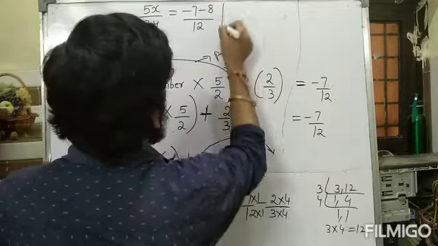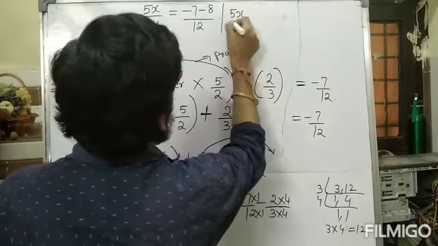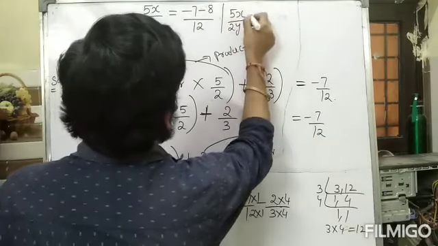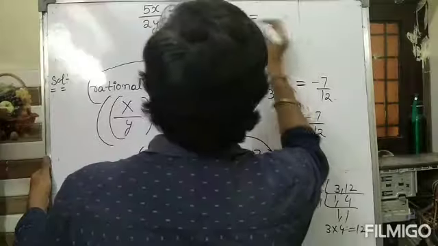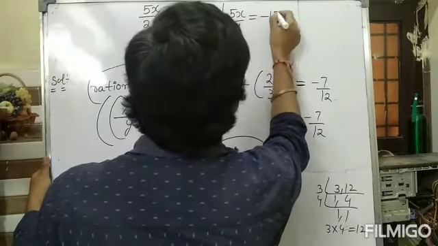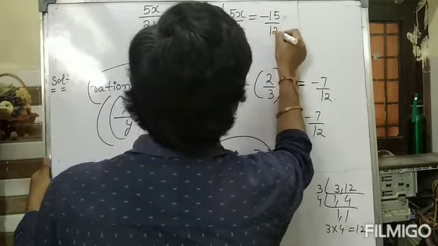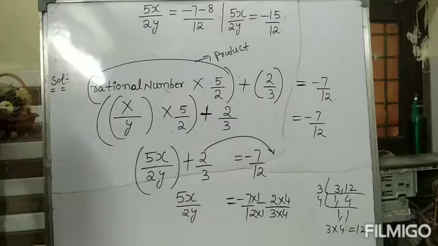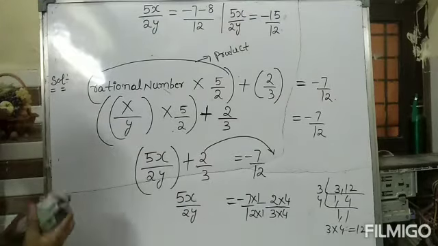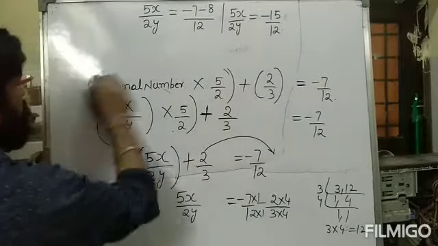Then 5x by 2y is equals to minus 15 by 12.